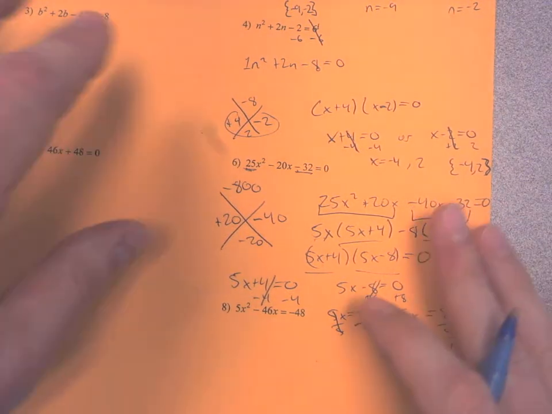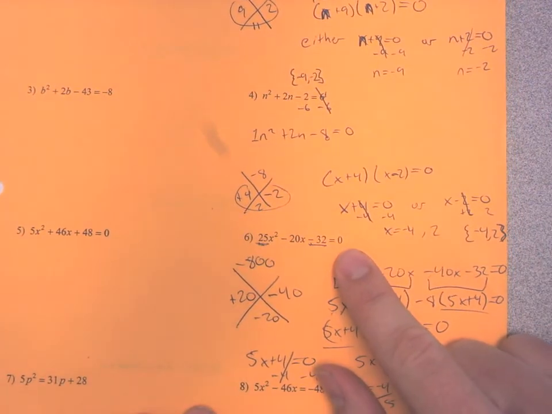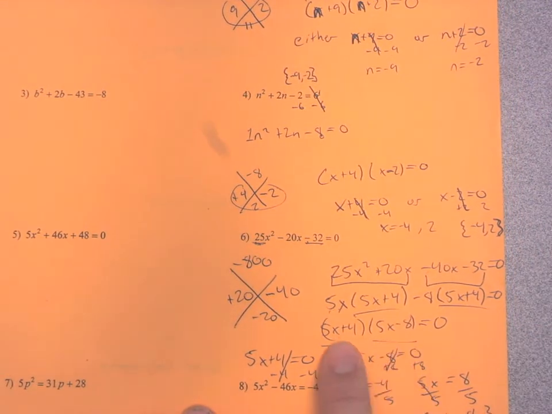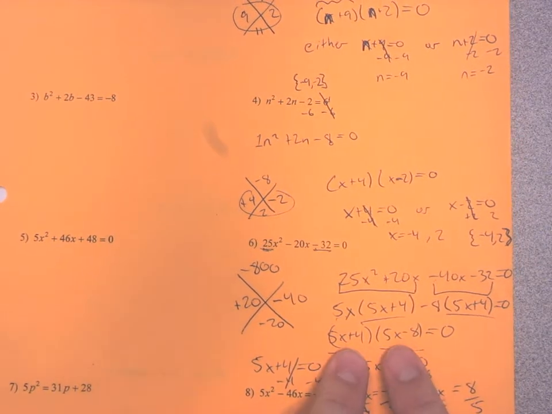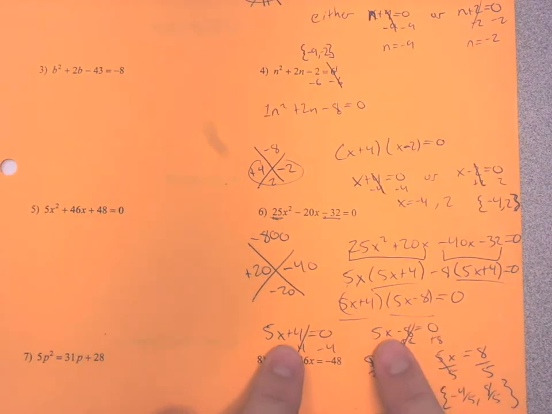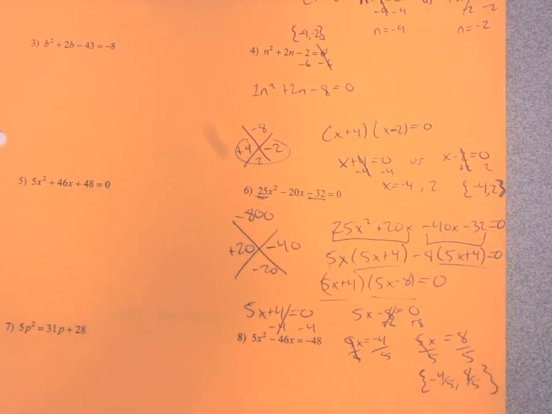So step 1, make sure the equation is equal to 0. That was already done. Step 2, factor the polynomial. Okay, that was kind of the long step. Step 3, take each linear factor and set it equal to 0. Step 4, solve each of those equations for x. And there you go.